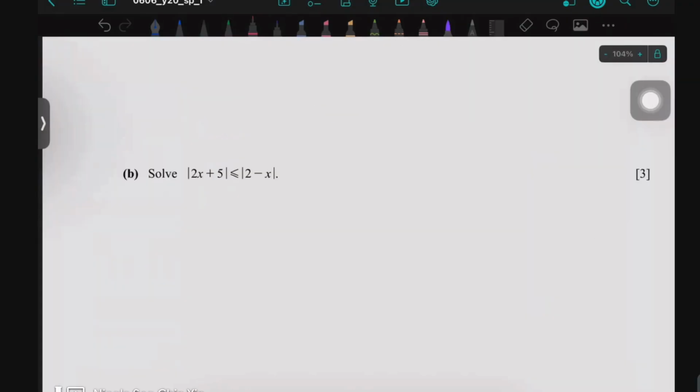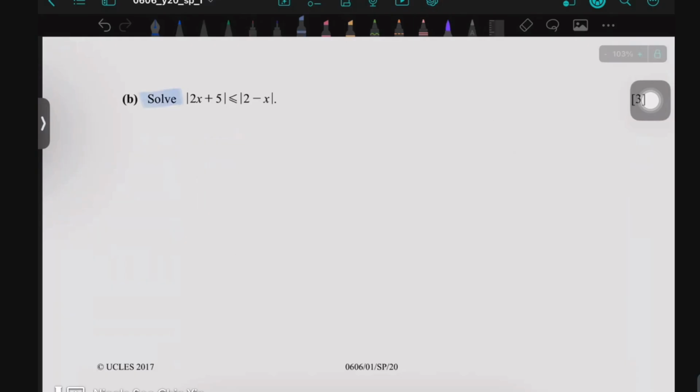Okay, next question. They are asking you to solve. So the moment you are solving, you cannot use your graph from part A to work out the answer. You must use an algebraic way to work on these questions. Now come to this question. They have two ways of doing it. Do you want to know both methods or just one? I allow you to choose.